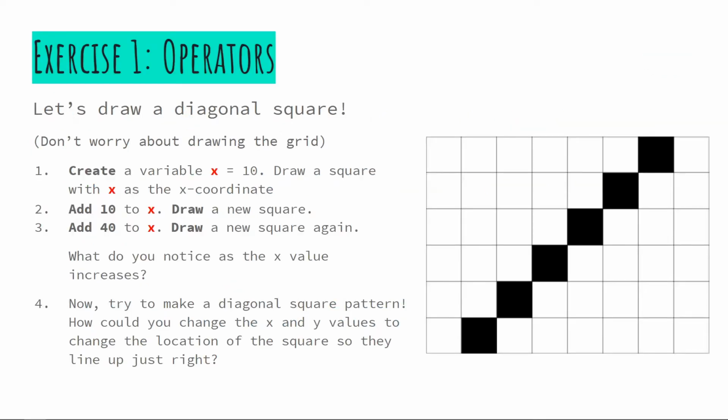So we're now going to go to one of our exercises. So here we're drawing a diagonal sort of line using squares.